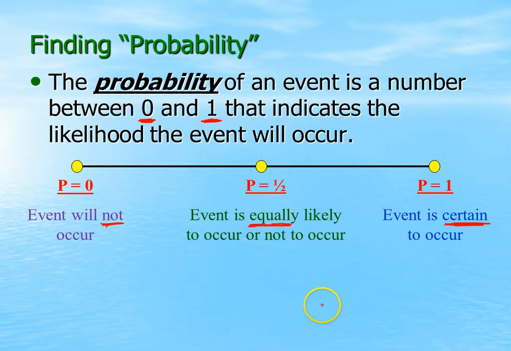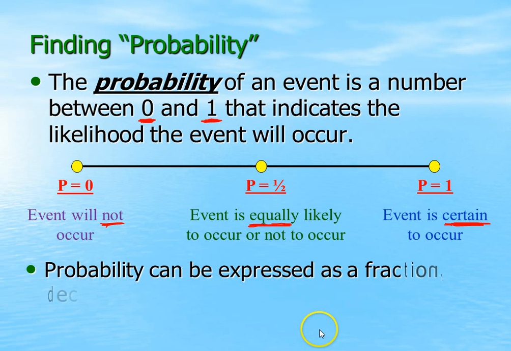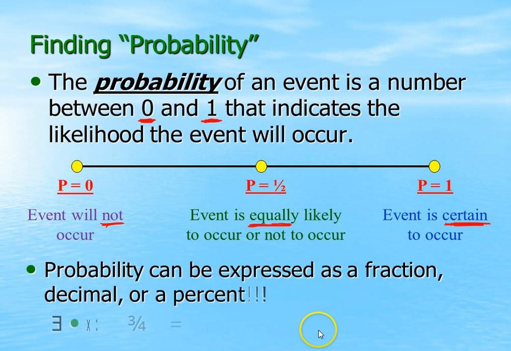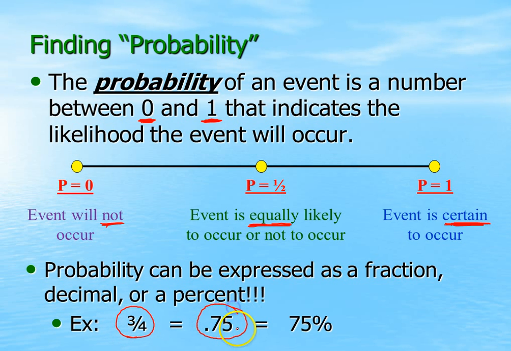Now, when we're talking about probability, you're going to see it in a lot of different ways. Okay? Probability can be expressed as a fraction, a decimal, or a percent. So 3/4 is the exact same thing as 0.75, which is also the exact same thing as 75%. So when you're looking at answers and when you're writing your own answers, make sure you understand that. You can write them any of these 3 ways, whatever way makes more sense to you.